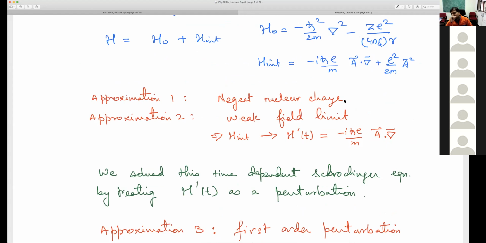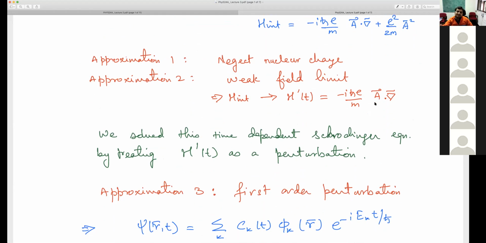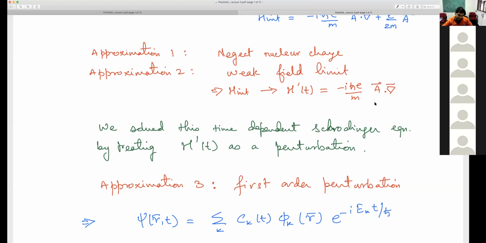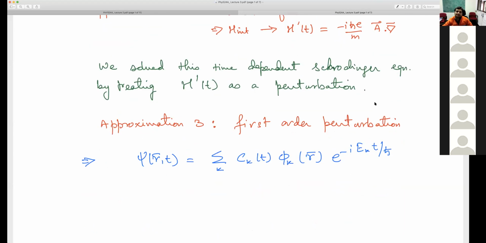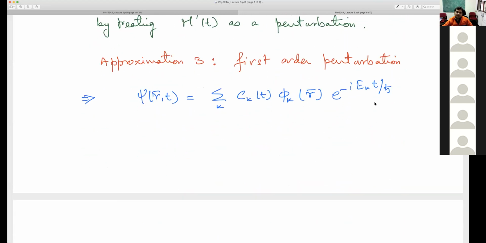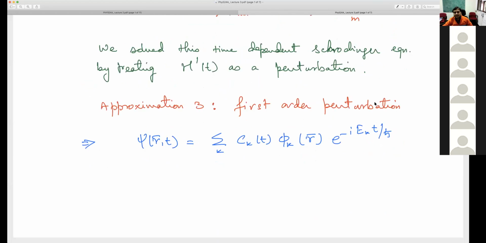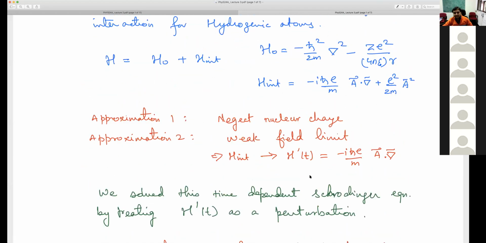And weak field limit is I need not consider this term A square. But if you have already seen this description, then you can easily include also A square, and it will not change your results by much. Meaning it will give you new terms, etc., which you can analyze. So this is all we did, right?